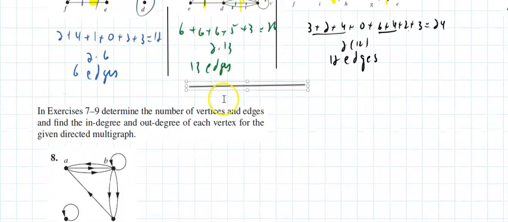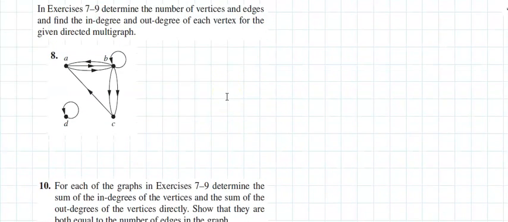All right. If I move to 8, it says determine the number of vertices and edges. Okay, number of vertices and edges. Let's see how many vertices we have. A, B, C, D. We have 4 vertices. And how many edges? 1, 2, 3, 4, 5, 6, 7, 8 edges. Okay, we got that part.